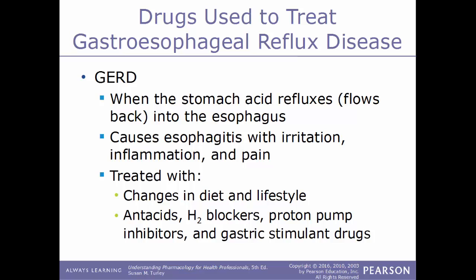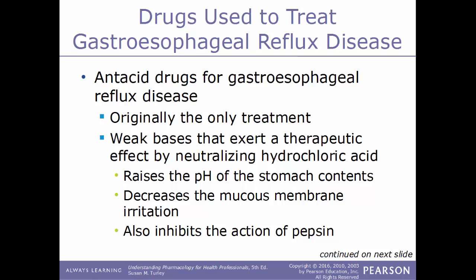This is treated with changes in the patient's diet and their lifestyle. It can be treated with antacids or H2 blockers or proton pump inhibitors or gastric stimulant drugs. See, antacid drugs for gastroesophageal reflux disease. Originally, this was the only treatment that was available.